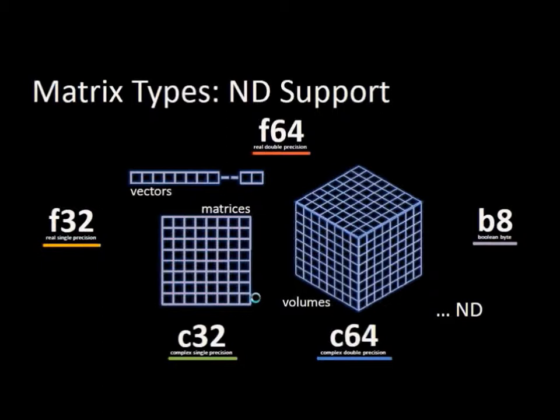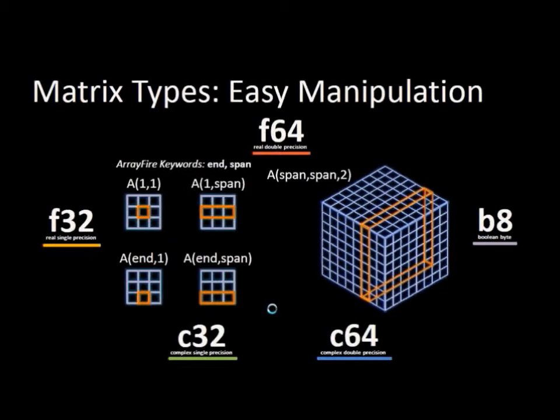Indexing and just matrix manipulation on the GPU is very difficult to do in CUDA or OpenCL yourself, and so we make that very easy with ArrayFire. So you can index into these using simple indexing keywords. End and span are some of these keywords which pull out a full column or row or slice of a matrix or volume.